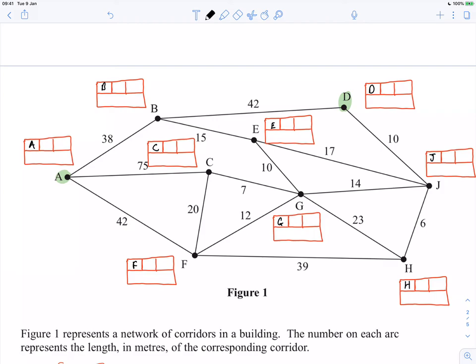I feel there should be an I. It just goes A, B, C, D, E, F, G, H, J. That's weird. Okay, never mind.